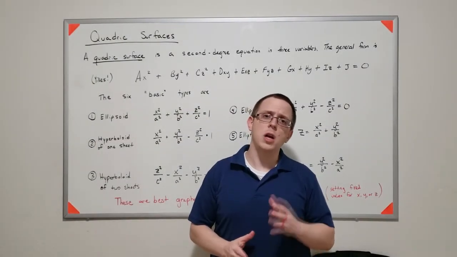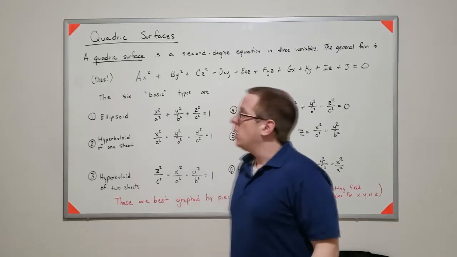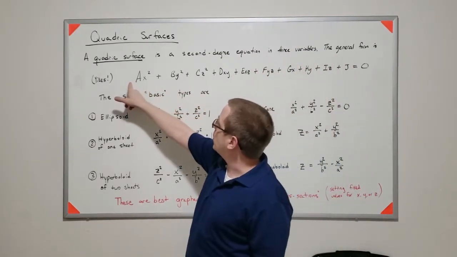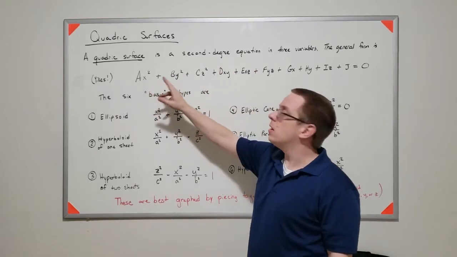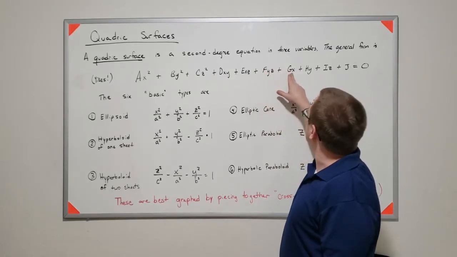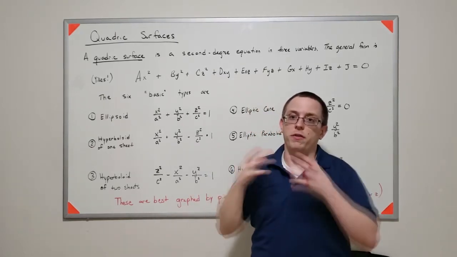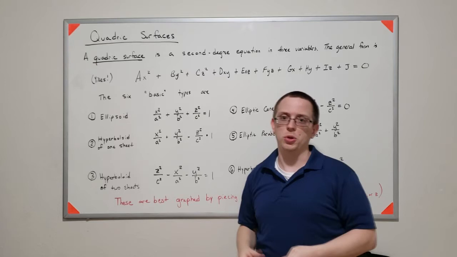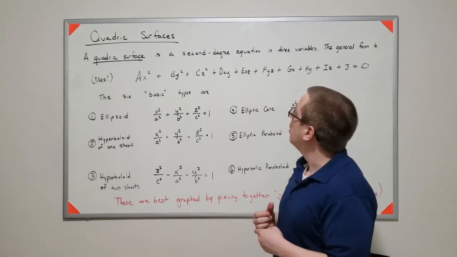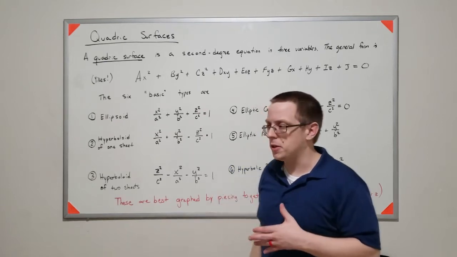A quadric surface, not to be confused with a quartic surface, a term I accidentally use sometimes, is a second degree equation with three variables. The general form looks like this: ax squared, by squared, cz squared, dxy, exz, fyz, gx, hy, iz, j equals 0. Basically any combination of the variables to any degree, at most 2, with the exception of x, y, z together, because then that wouldn't be at most 2. But that is the general form of a quadric surface.